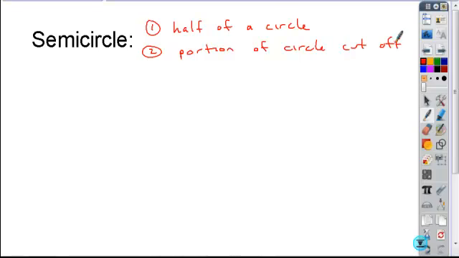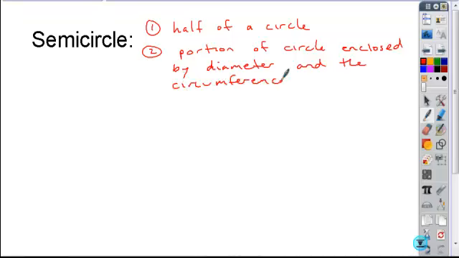that's cut off by, let me reword this. It's a portion of a circle that's enclosed by the diameter and the circumference cut off by that diameter. Okay, so if you took a circle and you drew in your diameter, and the portion of the circle's circumference that's cut off by that diameter, you have your semicircle.